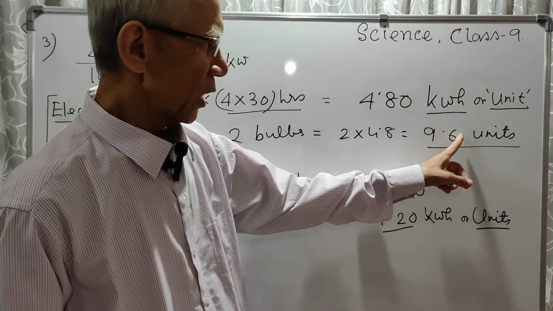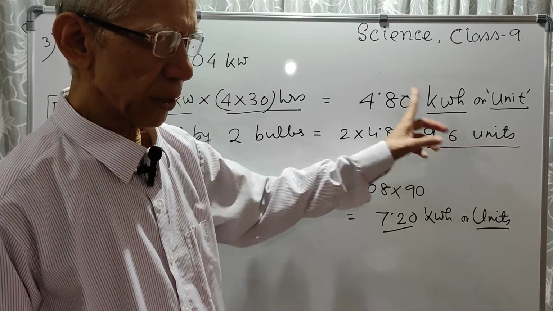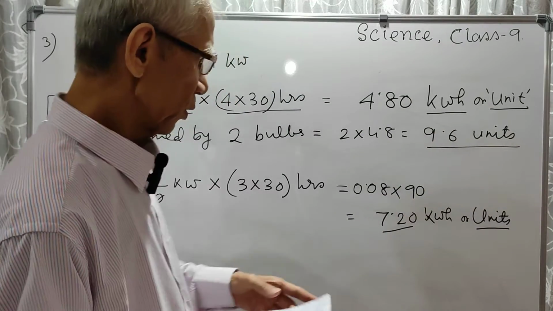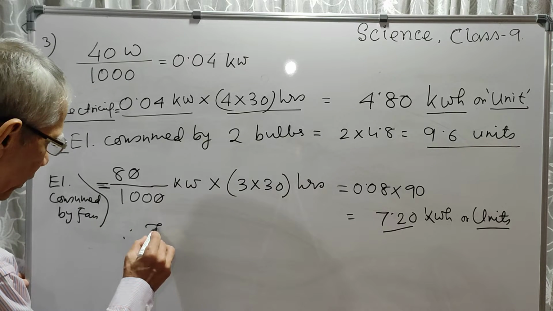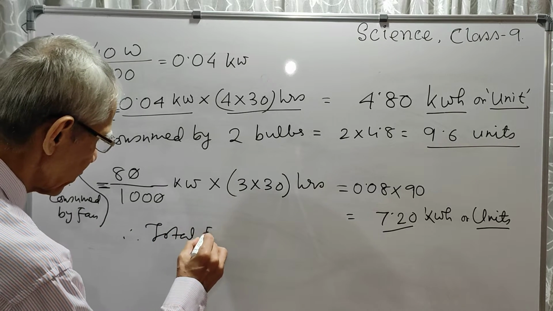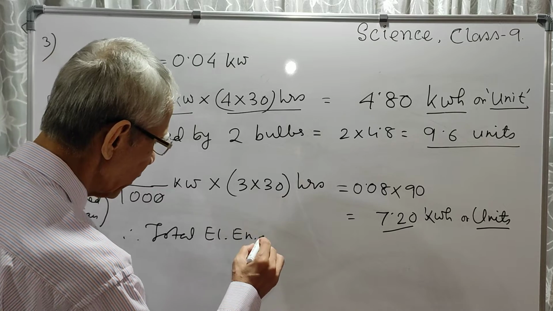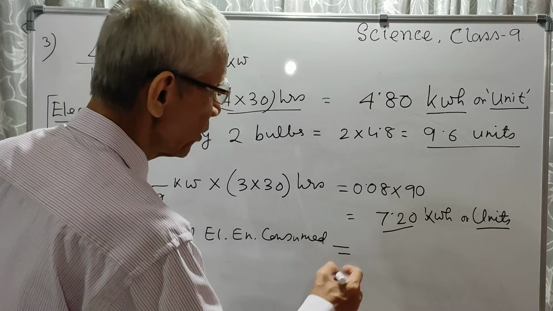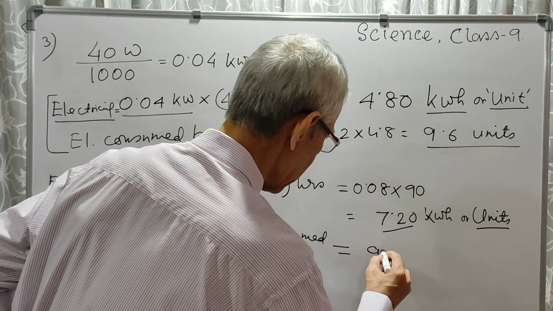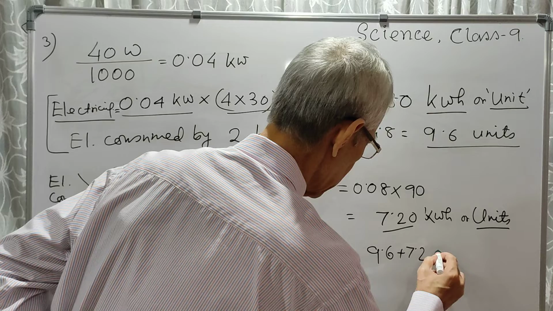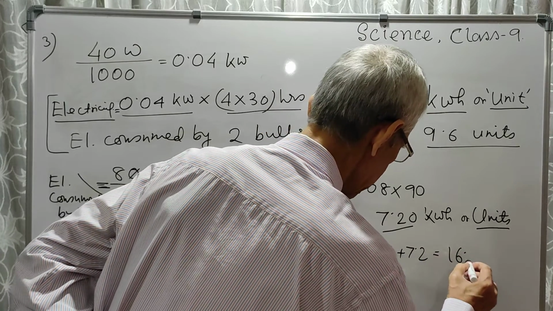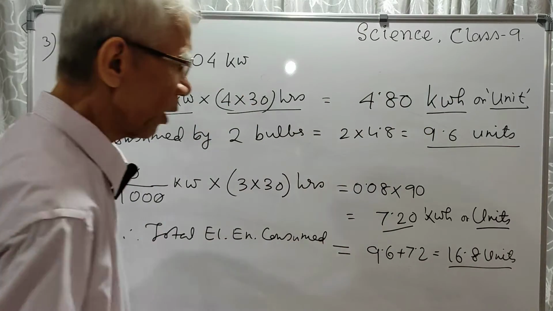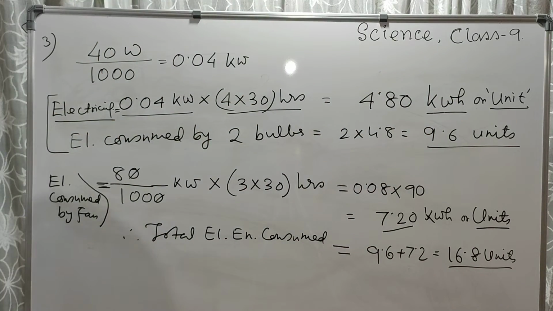So this is the electricity used by the two bulbs, and this is the electricity used by one fan. Therefore the total electrical energy consumed in a month by these will be what? You have to add these two: 9.6 plus 7.2. That means what do you get? 16.8 units, that is 16.8 kilowatt hour or 16.8 units.